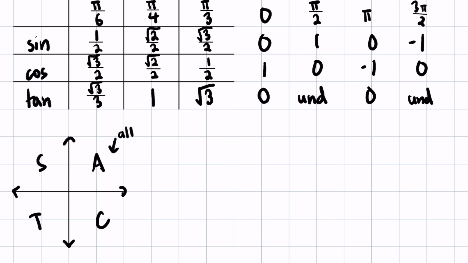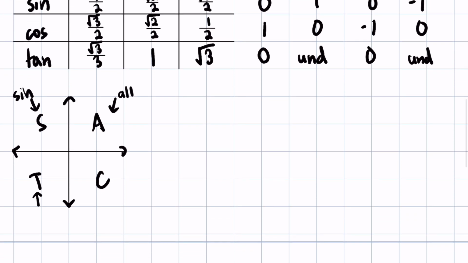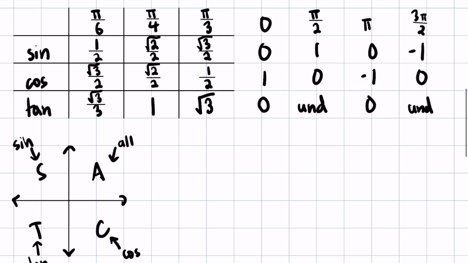Sine, cosine, and tangent, all of them are going to be positive in the first quadrant. In the second quadrant, sine is positive, and then tangent and cosine are negative. Third quadrant, tangent is positive, others are negative. Fourth quadrant, cosine is positive, others are negative.